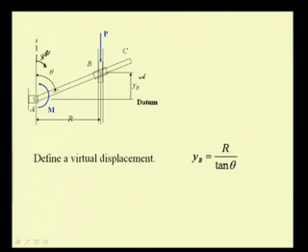Because we have this r as this distance and y_B is this distance, and from this right angle triangle we can write this relation. Now, let us define the virtual displacement by differentiating this equation.